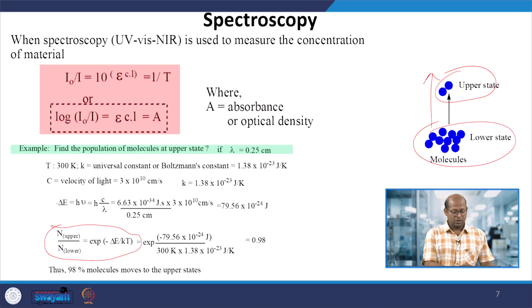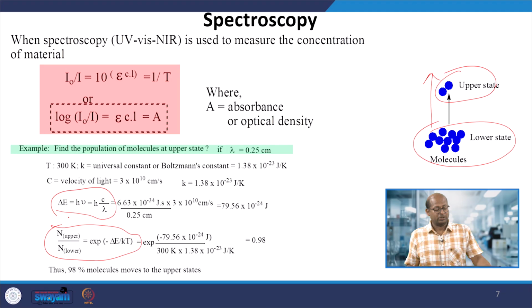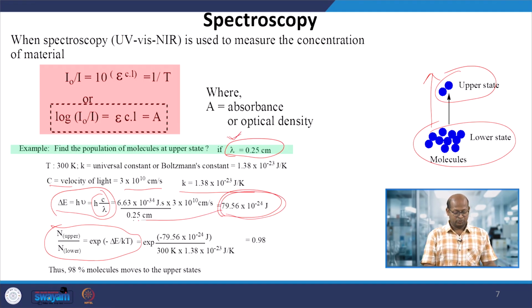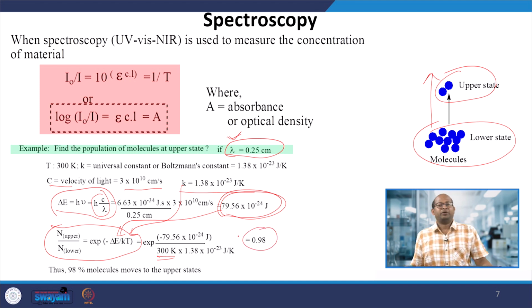If we know delta E, that is h nu or hc by lambda, where lambda is the wavelength of the radiation falling on the sample, and we know k, the Boltzmann constant, c the velocity of light, and h the Planck constant, then from the wavelength we can get the energy. We put in Planck's constant, and if we measure at, let's say, 300 Kelvin, then the upper to lower ratio we can get as 0.98, for example.